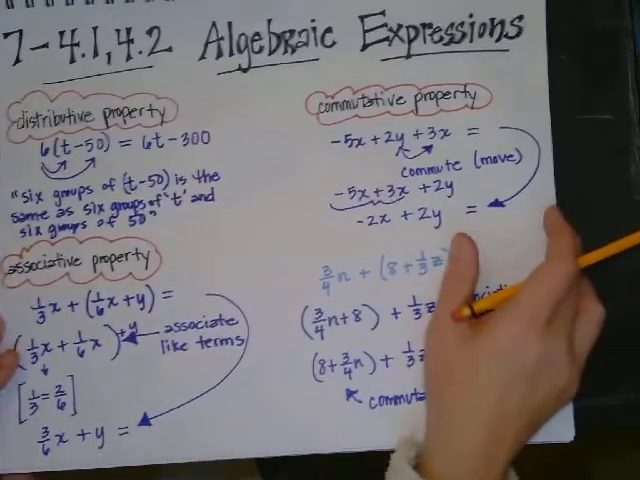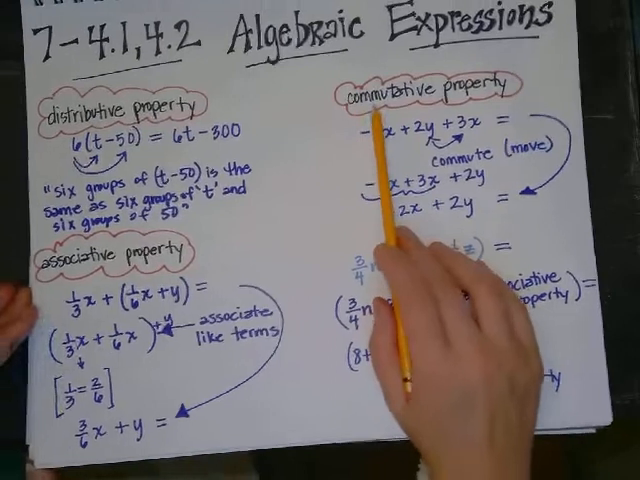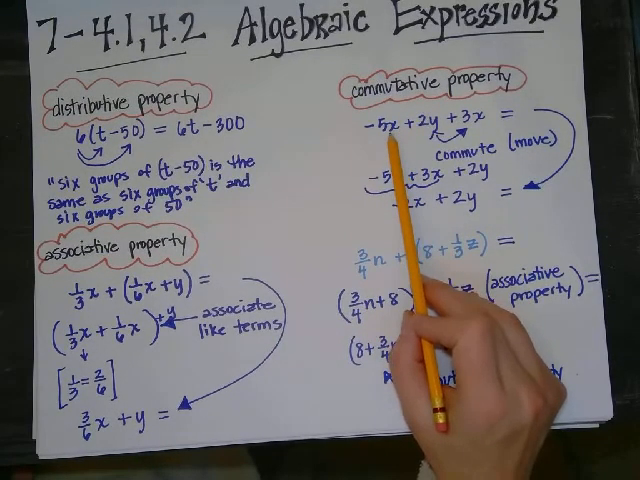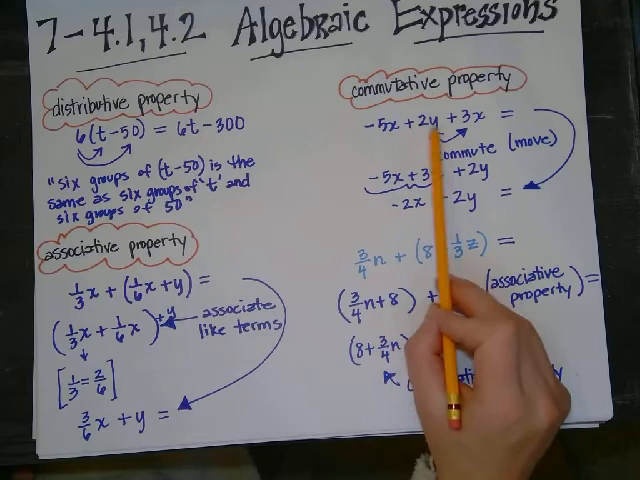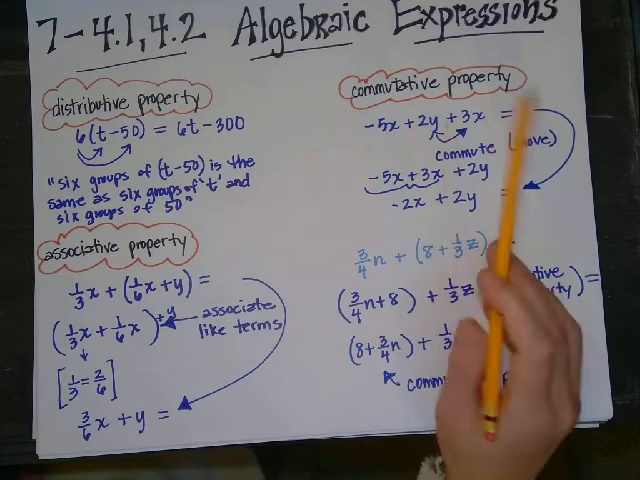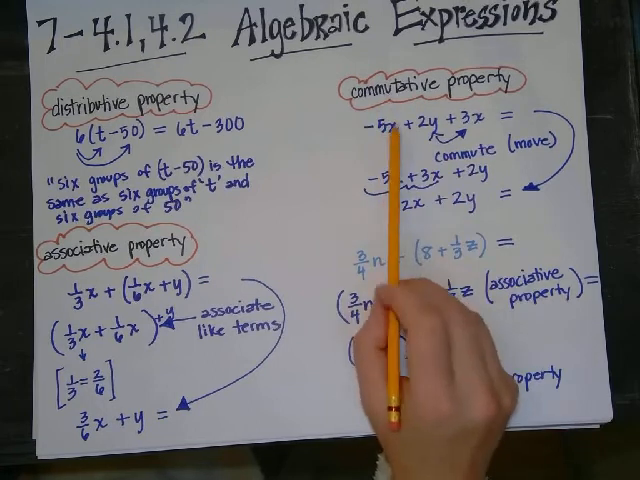Okay, another property I know that you're familiar with, but we're going to review anyway, is the commutative property. Remember, commute means to move. And so this property is simply a property that tells us we can move things around when we add and when we multiply, and the value stays the same. So we use this property in an example like this.